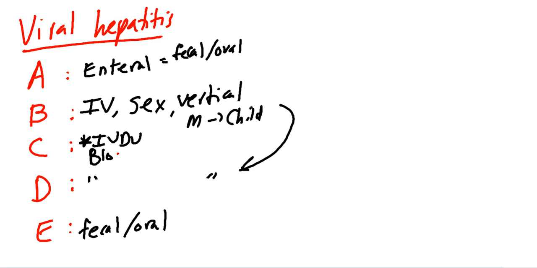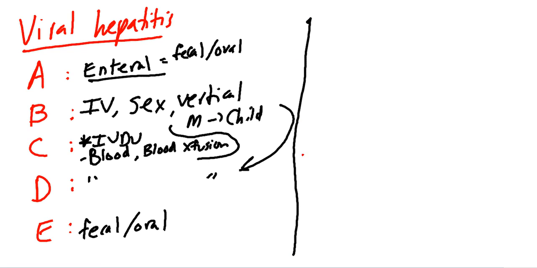So blood, direct blood contact through used needles, possibly blood transfusions. Blood transfusion, when the laboratory cannot screen it as well, that can happen. So hepatitis C, you're going to think blood. Hepatitis A and E, you're thinking enteral. And hepatitis B and D, you're thinking IV, sex, and vertical transmission.